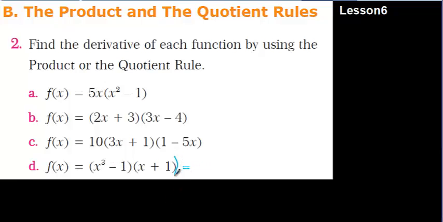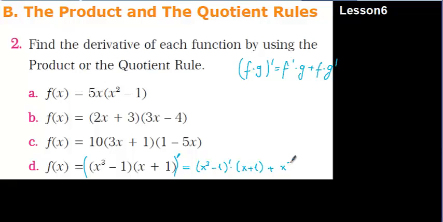Here, I'm going to solve only some of the derivatives. I'm going to solve the derivative of d1. What is the derivative of this expression? We know the derivative of f times g is equal to f derivative times g plus f times g derivative. It's going to be the derivative of the first one times the second one: the derivative of x cubed minus 1 times x plus 1, plus x cubed minus 1 times the derivative of x plus 1.